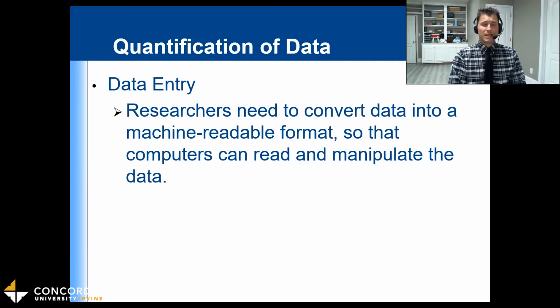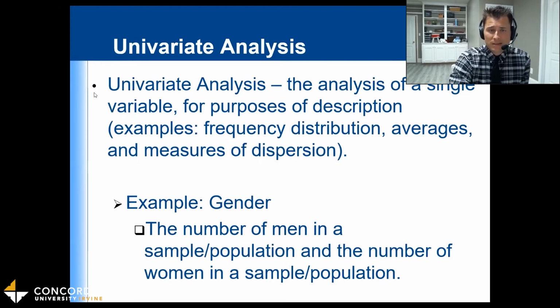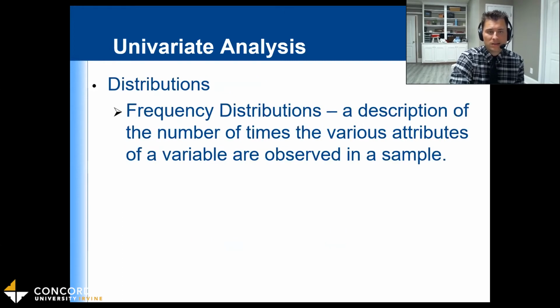Data entry, we're entering our data. We're ready for the research. Researchers need to convert data into a machine-readable format so that computers can read and manipulate the data. So when we're inputting our data, you use software, which could differ between different opportunities there, but data entry is converting our data into a readable format. Here's a type of analysis. Univariate analysis is the analysis of a single variable for purposes of description. For example, frequency distribution, averages, measures of dispersion. Example, gender, the number of men in a sample population and the number of women in a sample population. That is an example of a univariate analysis.